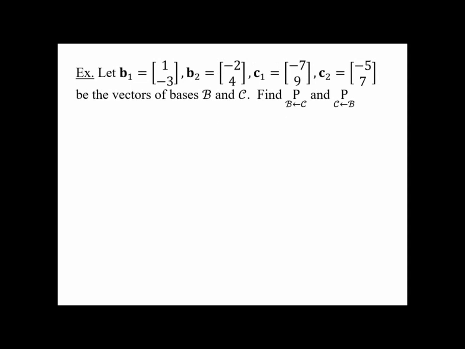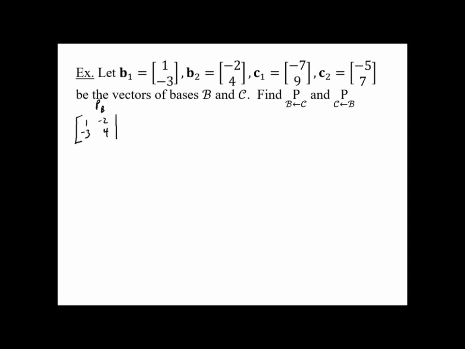Okay, so let's find the change of basis matrix from C to B, and then the one going the other direction also. So I'm going to put, now please keep in mind, this is P sub B. Remember, it's not actually all that complicated. It's just each of these columns will be the B's. So this would be 1, negative 3. This would be negative 2, 4.